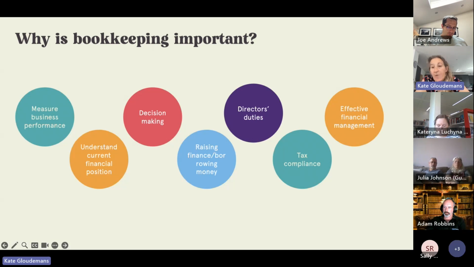It can be used to help get information to help you borrow money or raise finance. It can help with decision making, for example, knowing when is the right time to invest or to buy a big piece of equipment or take advantage of opportunities you might have seen in the market. Keeping proper accounting records is a must, not only for things like tax compliance, but also if you're a limited company, it's one of your duties as a director. And critically, to help make sure you manage your finances and your cash.